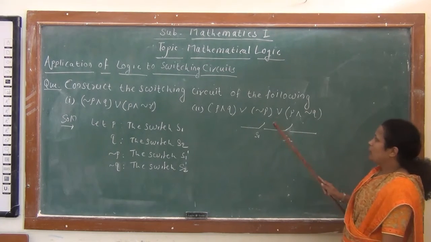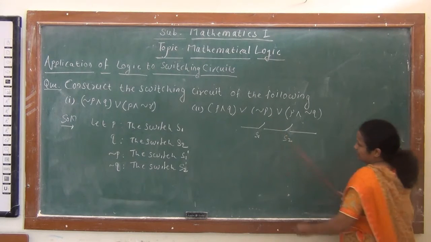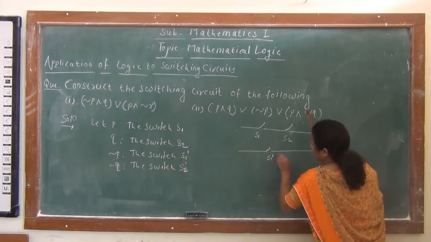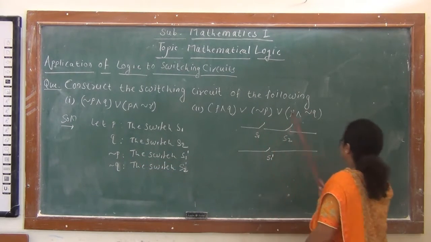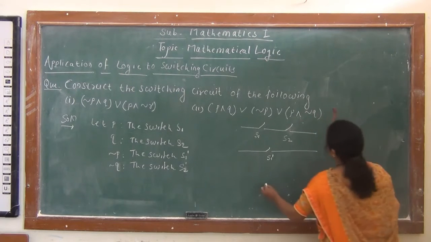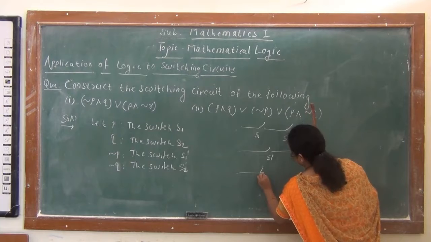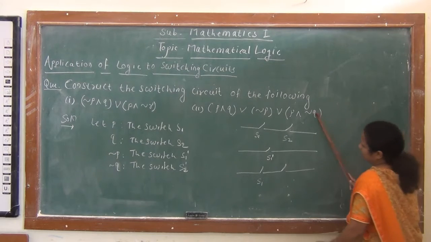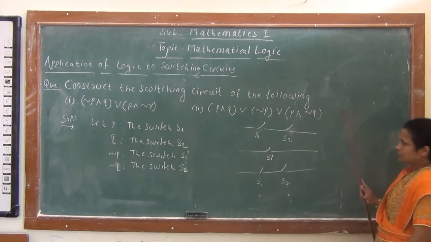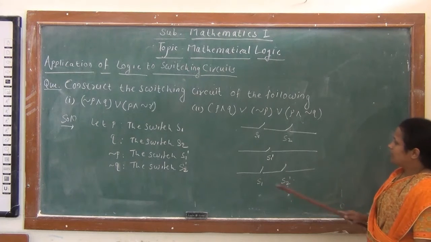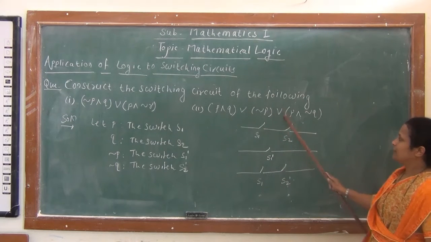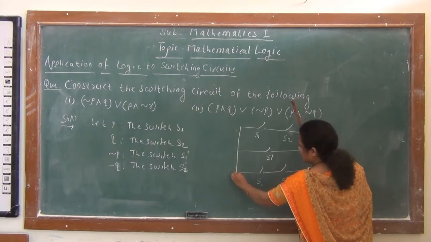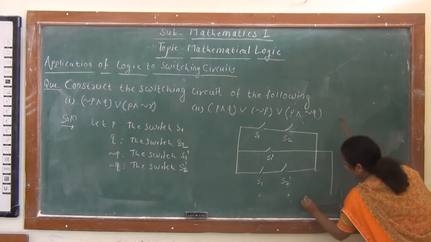This is the first part. Now OR, negation P, only one switch, that is S1 dash, negation P. And now the third part, P and negation Q, both two switches. First is P, S1, negation Q, S2 dash. So these are our three parts, and these three parts are connected in parallel because the connective is OR. And now we connect these three parts using a lamp L.